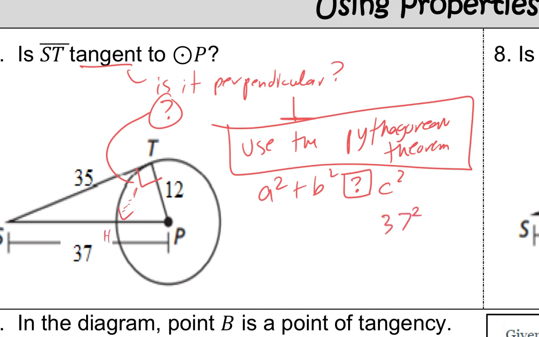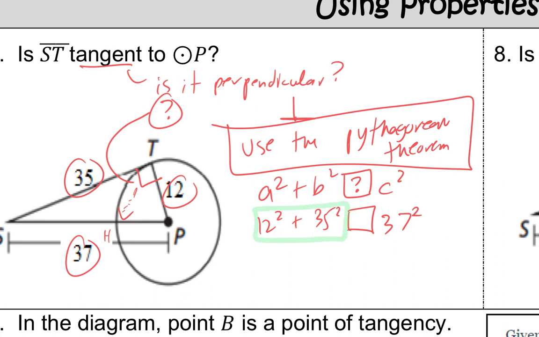So that would be 37 squared. Then we're going to put the 35 and the 12 over here. So 12 squared plus 35 squared. And we're asking ourselves, are they equal? Okay, so we would just type this into our calculator, and that would give us 1369. And then we would put this into our calculator, and that would also give us 1369.